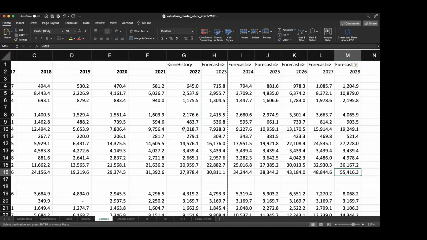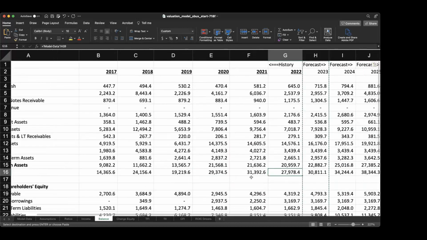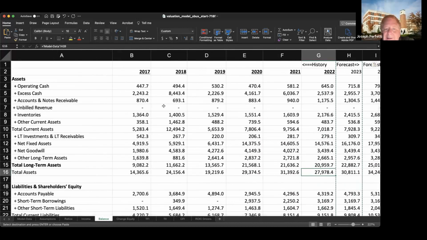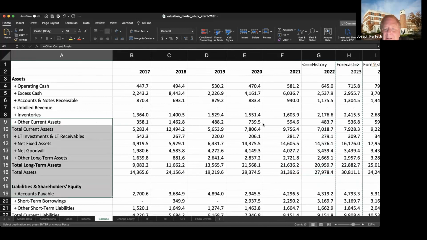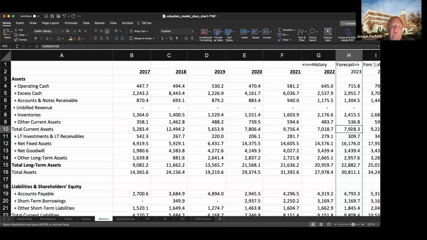Professor, could you show us how you got cell H10? Sure. H10 is the total current assets. So the idea here is we're just going to sum H4 to H9. Just add those up, because everything above it is a current asset. Same thing with the long-term assets, H15, adding up H11, 12, 13, and 14. Those are the long-term assets.